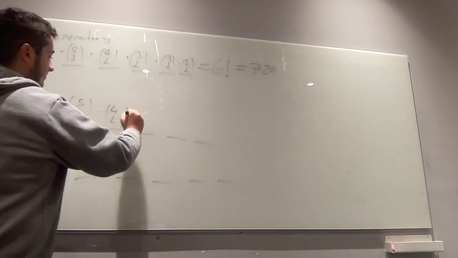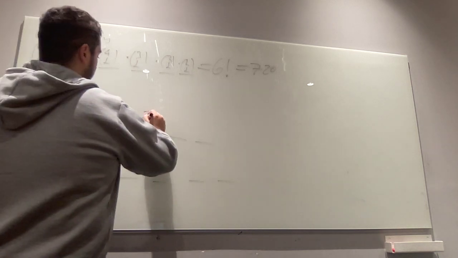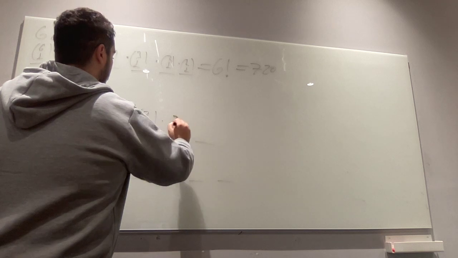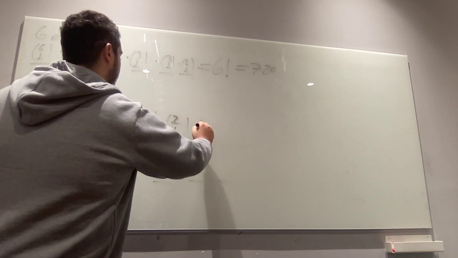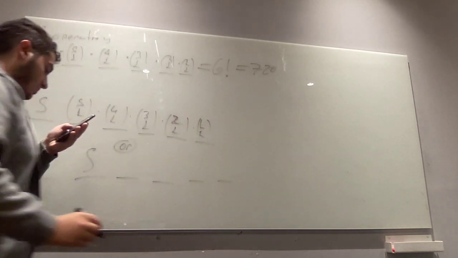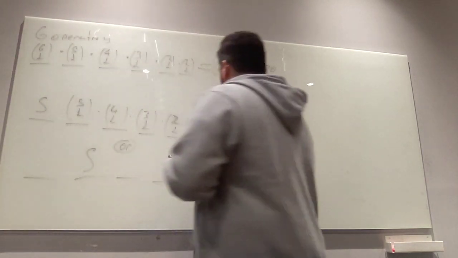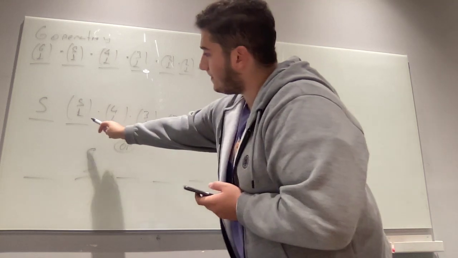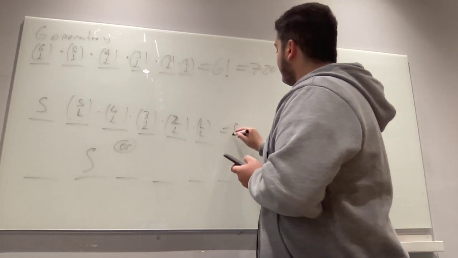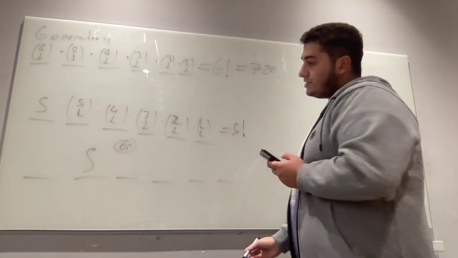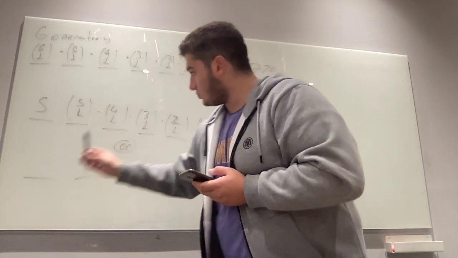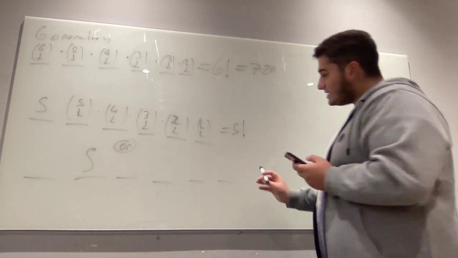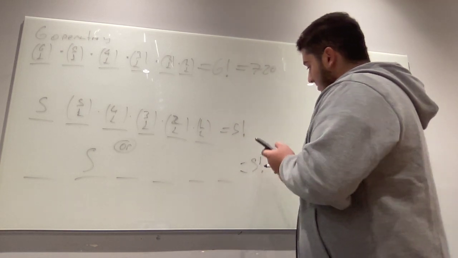4 choose 1 for third. 3 choose 1 for fourth. 2 choose 1, and 1 choose 1. What's it? It's 5 factorial. For the second case, it's the same: 5 choose 1, 4 choose 1, 3 choose 1, 2 choose 1, 1 choose 1. It's 5 factorial also.